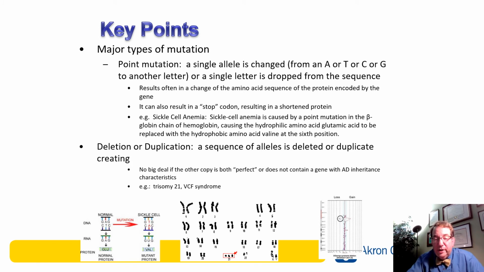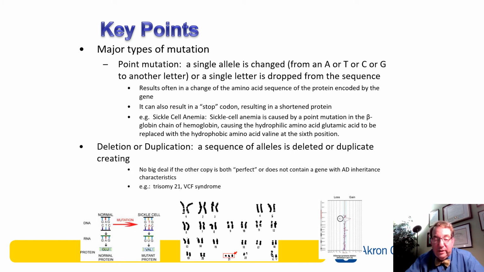Deletion or duplication is when a sequence of alleles, and this sequence can be a couple hundred, couple thousand, 20,000, 200,000, or a whole chromosome, is deleted or duplicated. And when we're talking about deletion, it's no big deal if the other copy doesn't contain a gene with autosomal dominant inheritance characteristics.